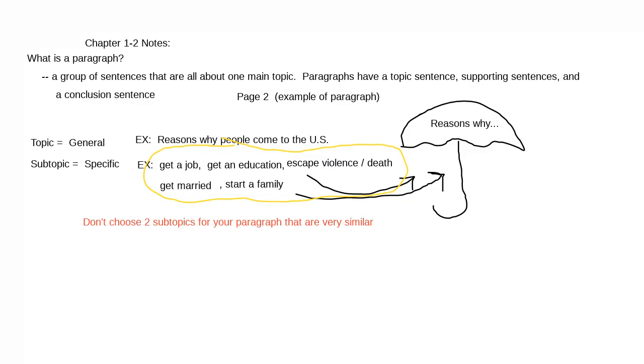We don't want to put both of these under the umbrella. So we do not want to say get married and start a family in my paragraph, because those are very similar. When you get married, it's kind of like family, right? You have your partner, and starting a family can also include marriage and kids.